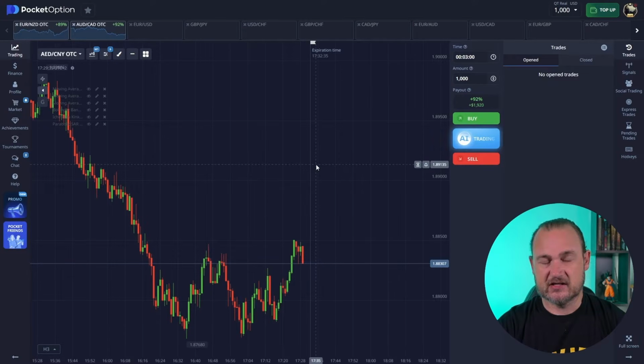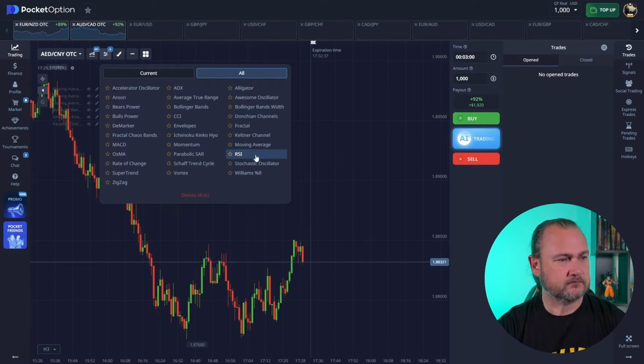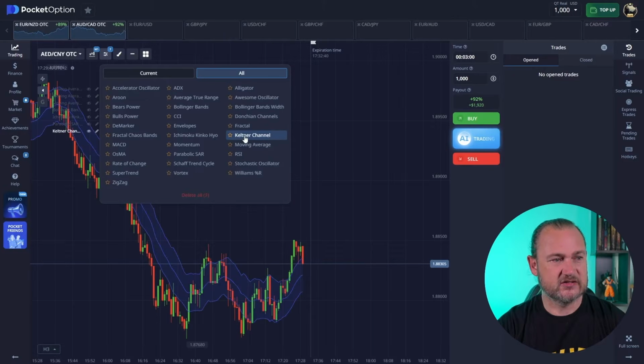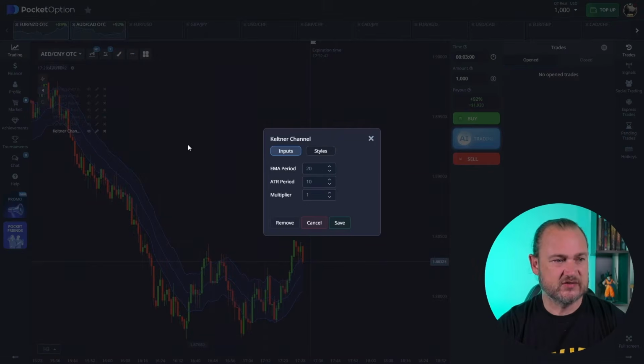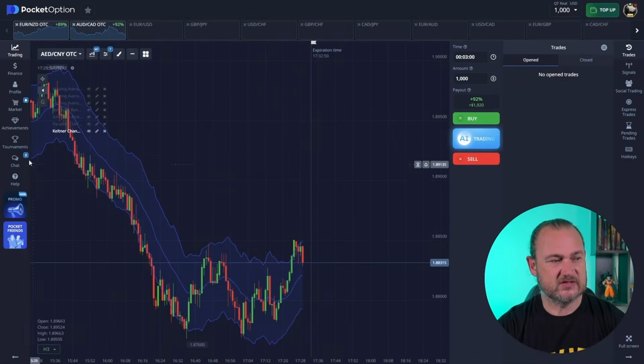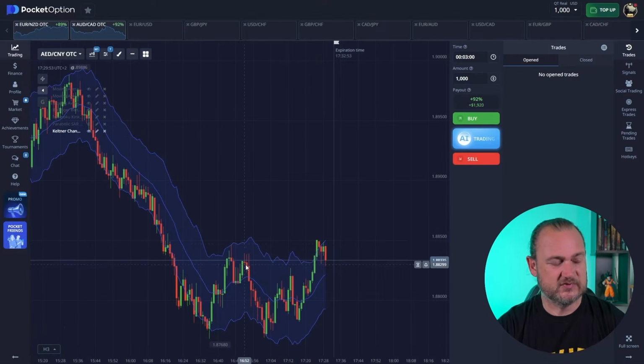Next up, let's add our indicators. First indicator we're going to add is the Keltner channel. We're going to make some changes to this. We're going to make this multiplier 2. The rest we're going to leave as it is. Okay, so we can see that it's been changed a bit.